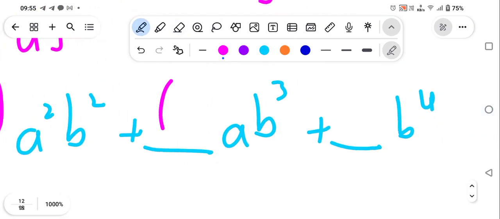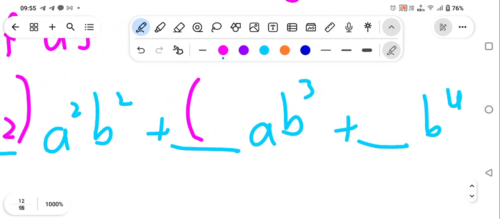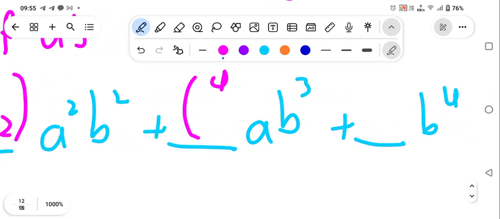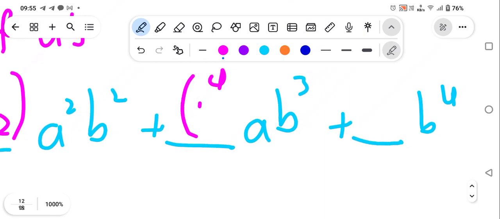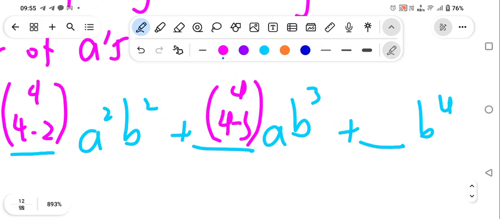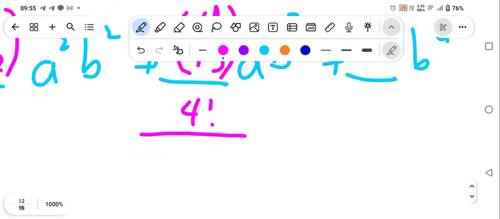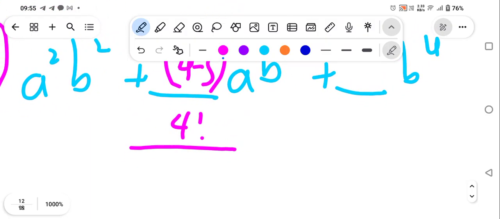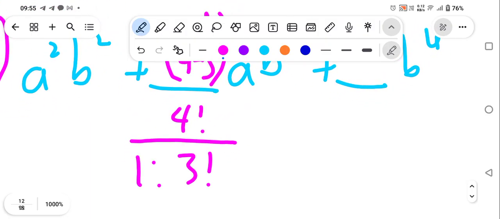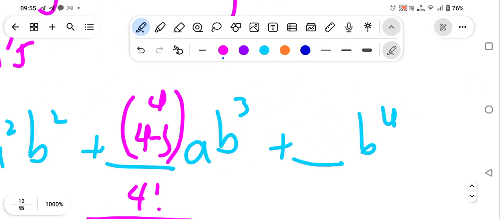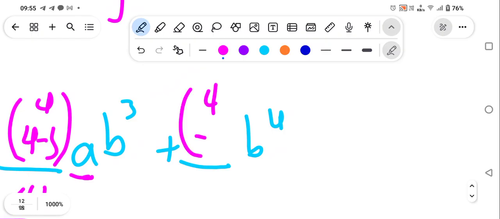So from here, we have 4 items and we have 3 similar b's, so we have 1 a. This means that we have 4 factorial divided by 1 factorial times 3 factorial because of the b. So we have 3 b's over here and 1 a. And this, you know it.